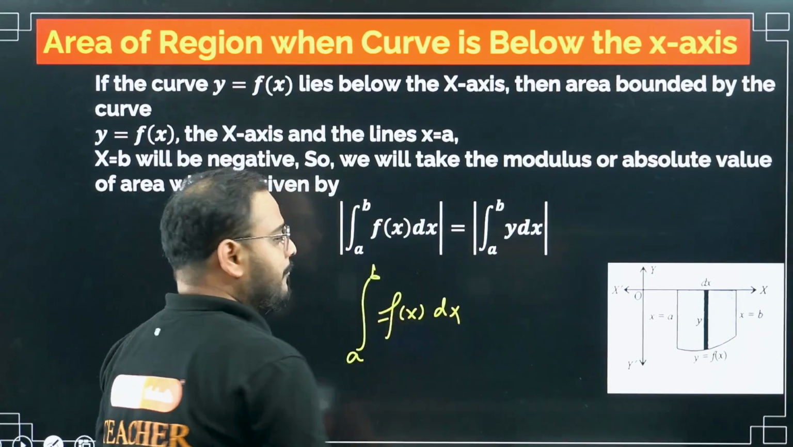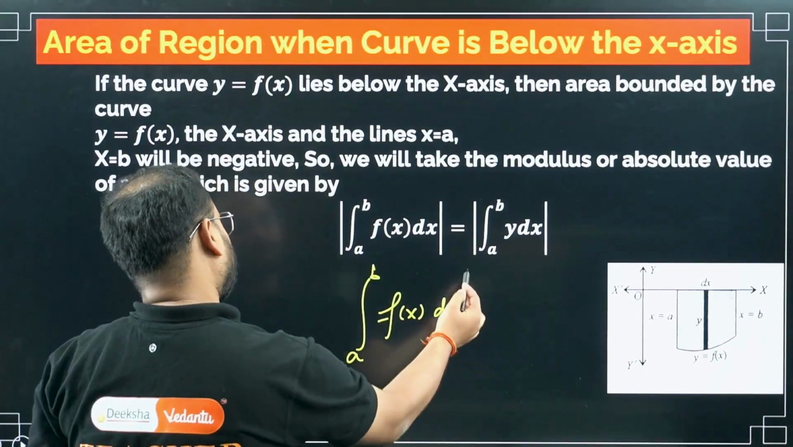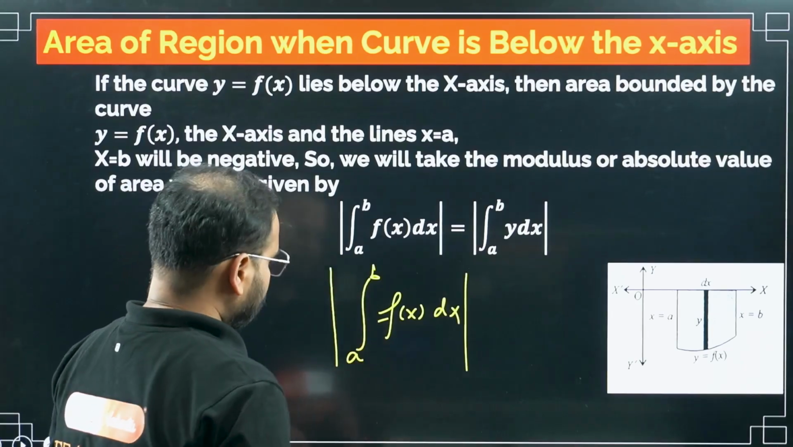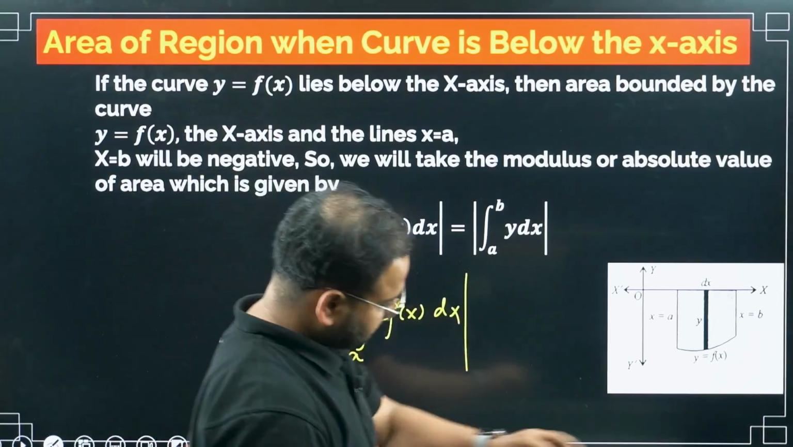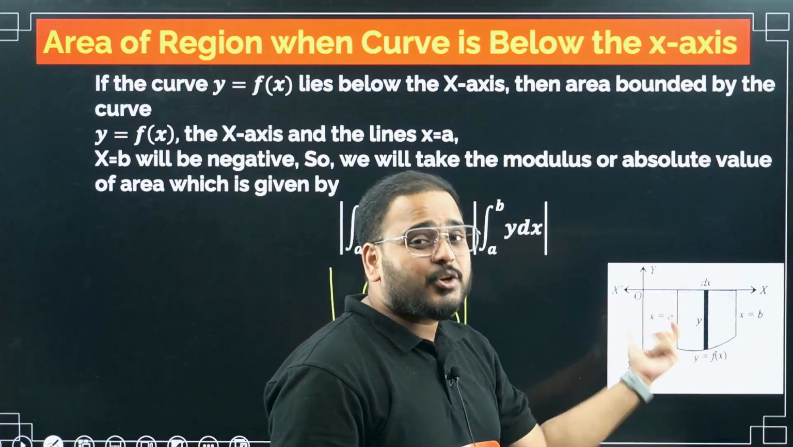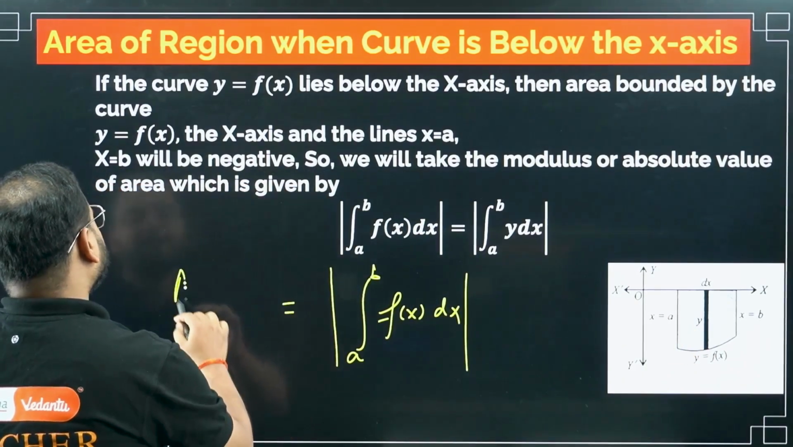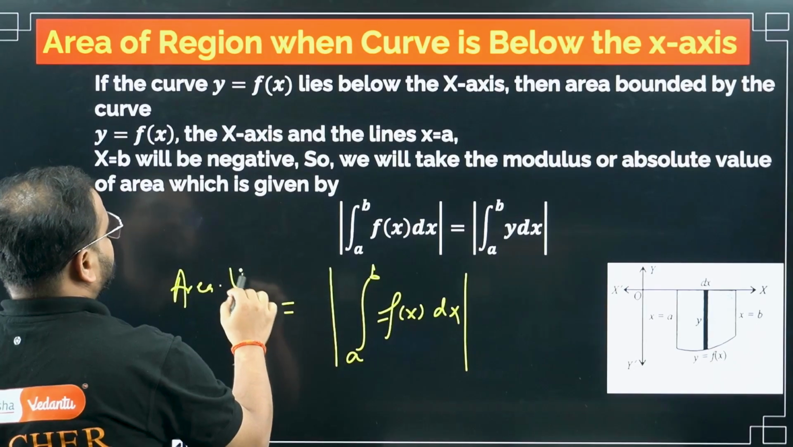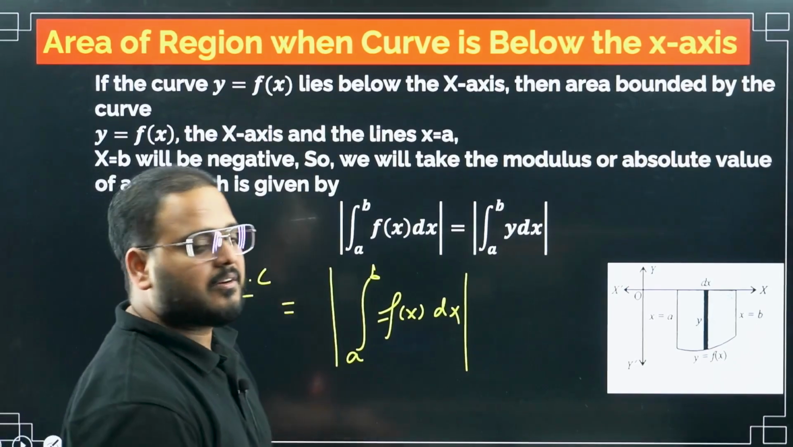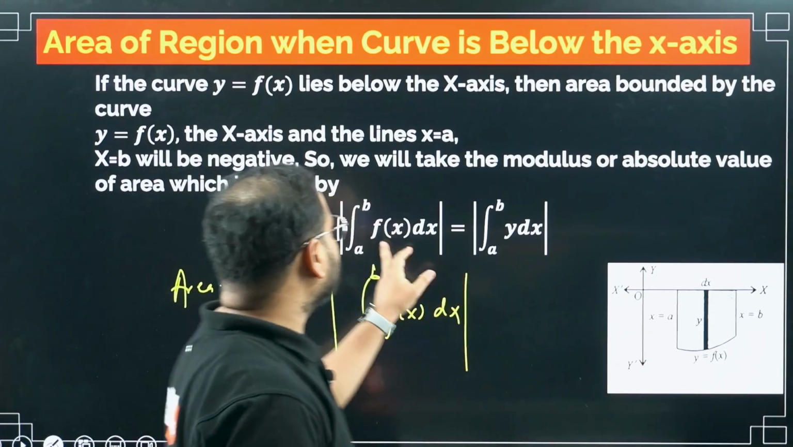A to b. But the result has to be positive, so take a modulus. Wherever the area results in a negative value, take a modulus function. This is going to be my area under the curve. Just take the modulus value. The same thing is written over here also.